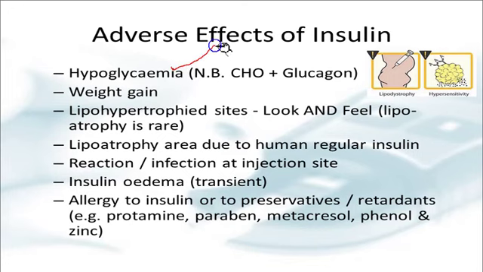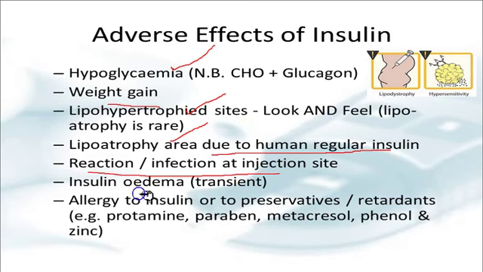Now, what are the adverse effects associated with insulin? Insulin causes hypoglycemia, it causes hypertrophy and lipoatrophy at certain sites, and lipoatrophy is primarily due to regular human insulin. It causes weight gain as an adverse effect. It's more common with regular human insulin and with NPH insulin, and less common with your insulin analogs, both your long-acting and your rapidly acting insulin analogs. There can also be reactions at the site of the injection.